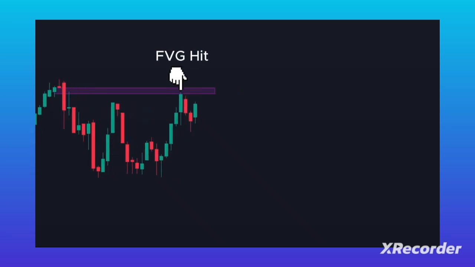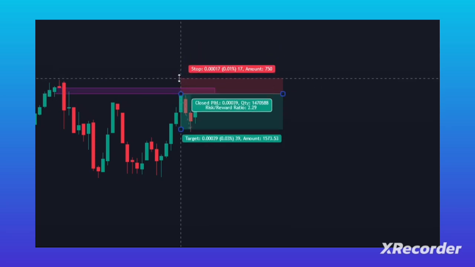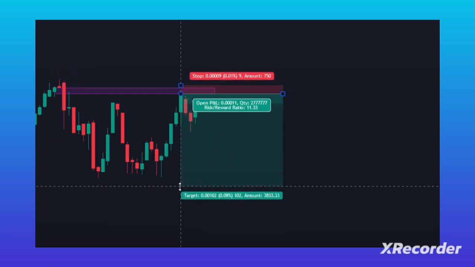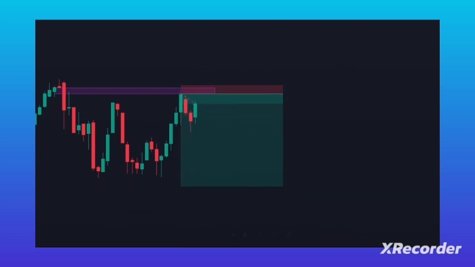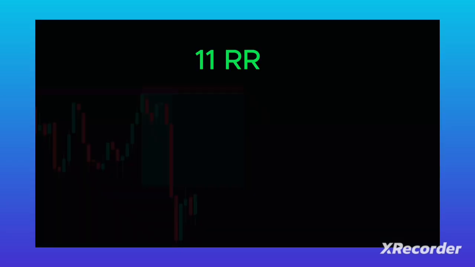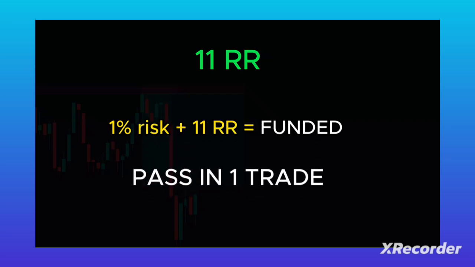Price is managed up to hit the fair value gap. We are now looking to sell short. We have different options for the stop loss. We can place it above the previous swing high, or right above the fair value gap, which I chose to place in this specific trade, and let the price run. We have hit TP on a 11 risk to reward trade. If you risk 1% per trade on a prop firm using this setup, you can pass the challenge in 1 trade.